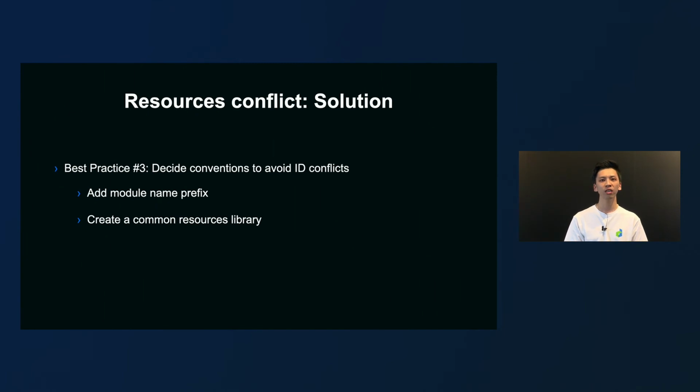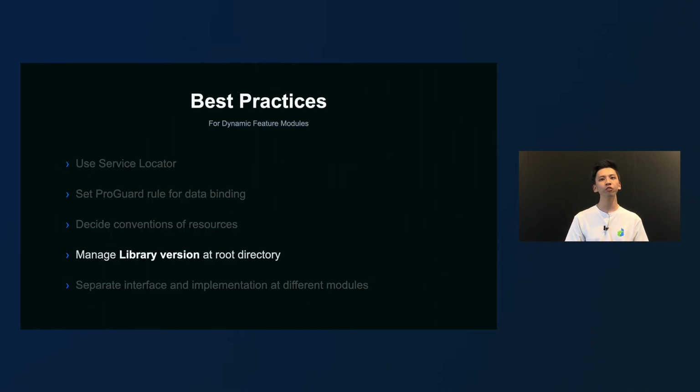To resolve the resource conflicts, we should decide on conventions to avoid those resource ID conflicts. There are two ways. The first one is to add the module name prefix to each resource ID. The second one is to create a common resources library, and we put all the resource files inside that.